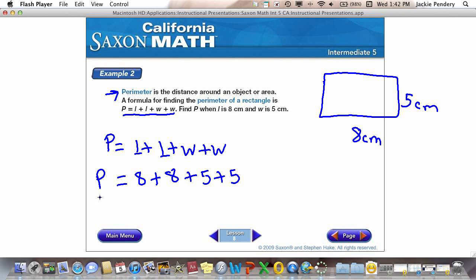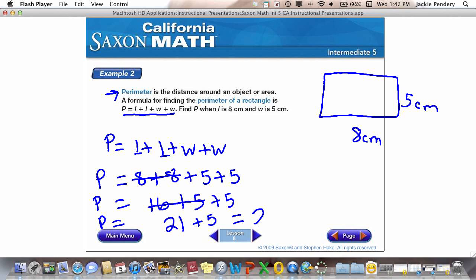And now we can solve left to right. 8 plus 8 equals 16. Now I've used this 8 plus 8 so you can cross it out and you bring down the rest of it. Plus 5 plus 5. Perimeter equals 16 plus 5 is 21. I've used these so I can cross them out and bring down this plus 5, which equals 26.